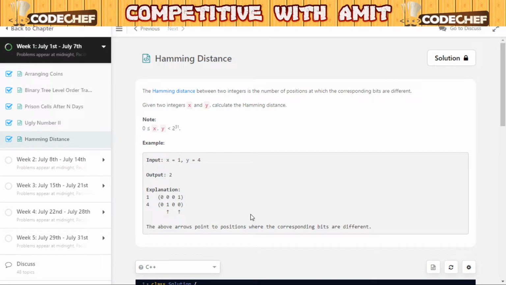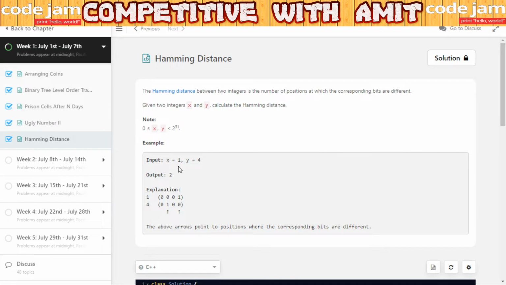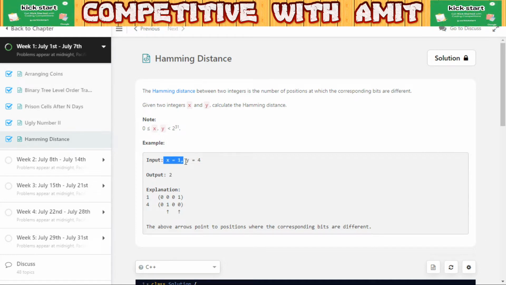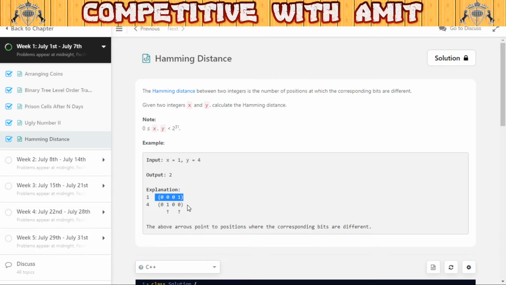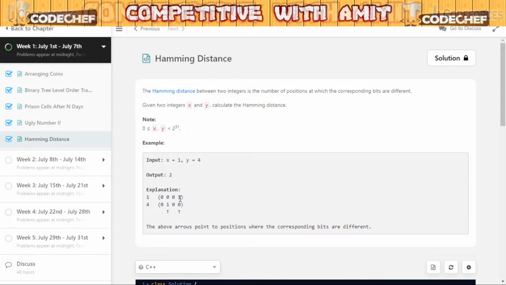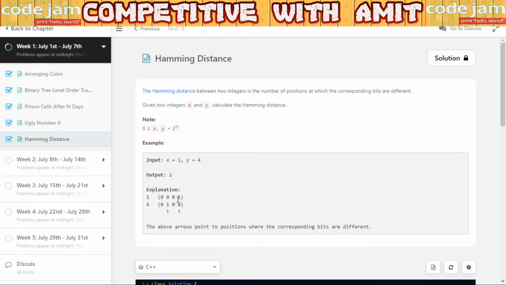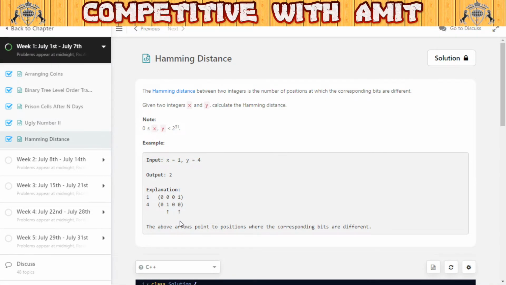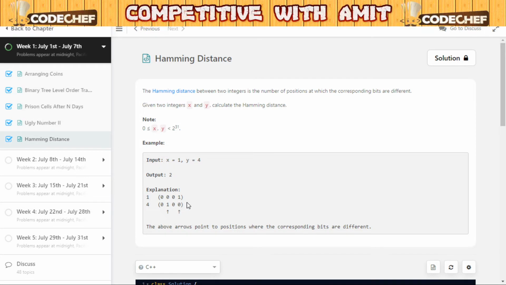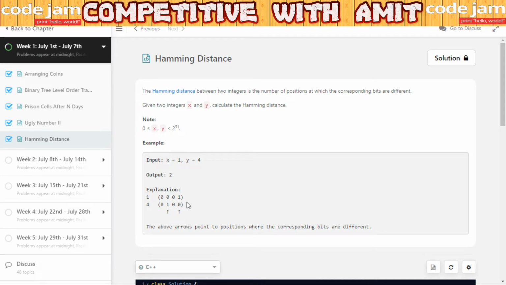First of all, we will understand the question. In the question we are given two integers x and y, and we have to find their bit difference. First we have to convert both into their binary representation, then compare each index and find how many different bits there are. Suppose here it is 0, here it is 1, here it is 1, here it is 0. We will count it, which equals 2. So in this case our answer will be 2. In short, we have to find the number of different bits in two integers.